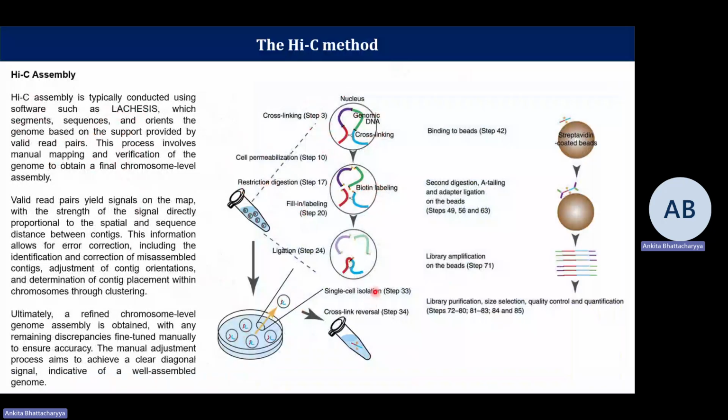Then ligation is done to repair those broken ends, and single cell isolation is then performed and cross-link reversal is carried out. Then, after binding it to the beads, what sort of beads? These are streptavidin coated beads because we had a biotin conjugation. After a second digestion, A-tailing and adapter ligation is carried out on the beads. Library amplification is allowed to proceed. Size selection, quality control, quantification of the library, all of that is then carried out.